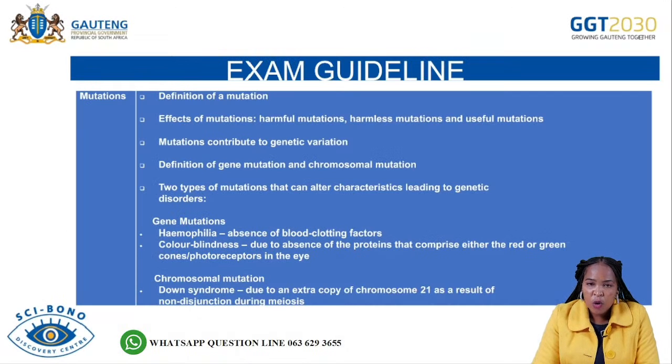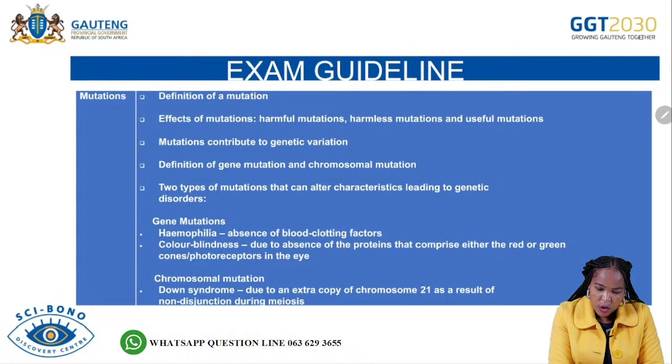Now, starting with our second session, which is mutation, we're going to go through our exam guideline to check the scope of this topic. So before you start any topic, you need to revisit your exam guideline. The exam guideline is going to tell you the scope, or how much you should know of the topic you will be studying. When we take a look at this section, you have to know the definition of mutation.